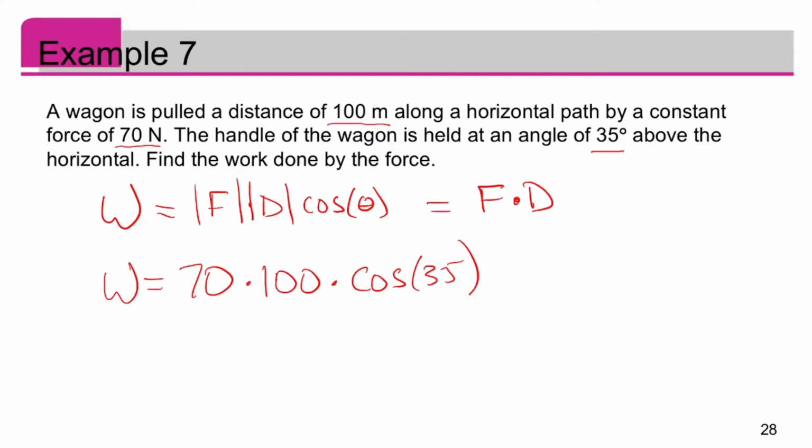So cosine of 35 is 0.81. And then we're going to multiply this times 7,000. I got 5,734 joules.